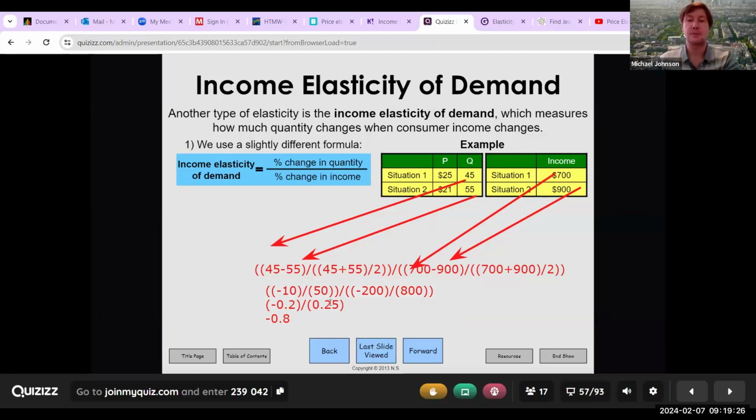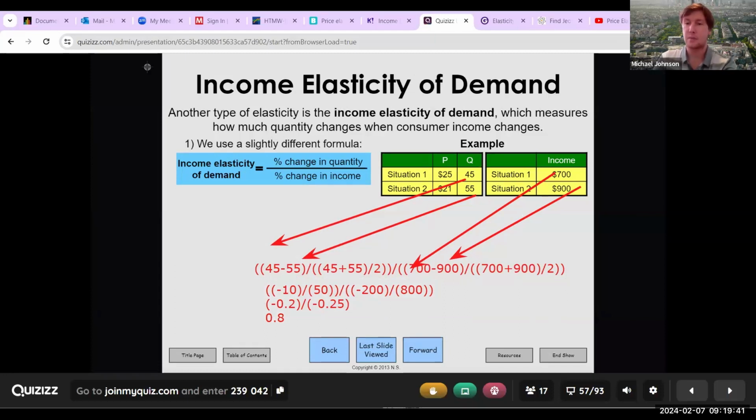So yeah, it should be actually my mistake. It should be positive 0.8. So the negatives would cancel out, so it'd just be 0.8. So it's 0.8 here because it would be negative divided by negative, so they would cancel out. So we get 0.8 as the income elasticity of demand here.